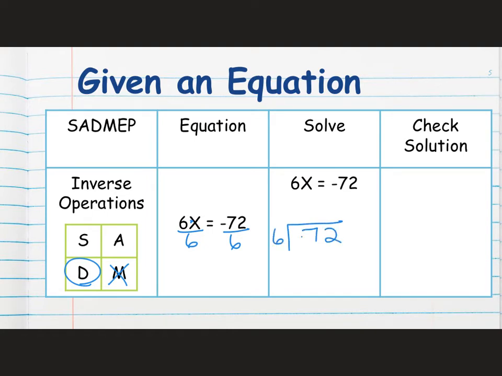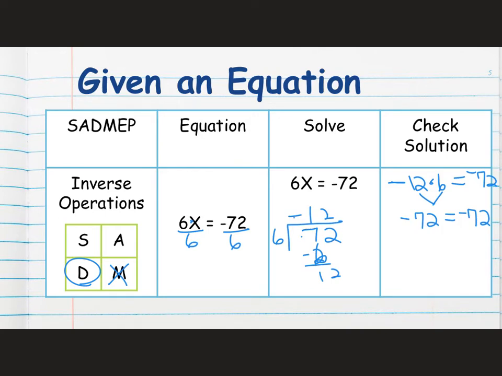And I'm dividing by a positive, so I know I'm going to get a negative divided by a positive. I'm definitely going to get a negative answer. So when I go ahead and take the time to divide this, I get -12. Right? So therefore, let's check my solution. -12 times 6, does that equal -72? Well, when I multiply this out, I do get -72 equals -72.